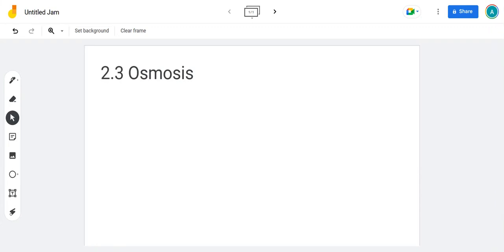So, osmosis is simply a type of diffusion, and it's specifically when we're talking about water molecules. Okay, so we know that diffusion is the net movement of particles from an area of high concentration to an area of low concentration. So, osmosis is the same, but it's specifically water molecules.